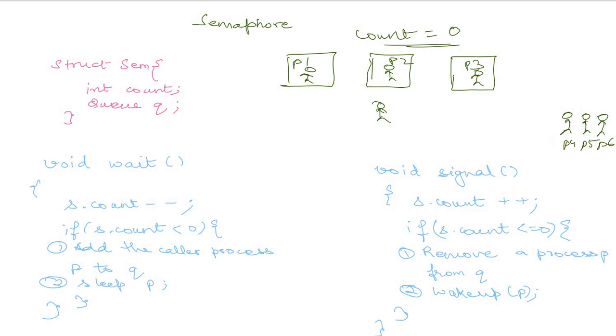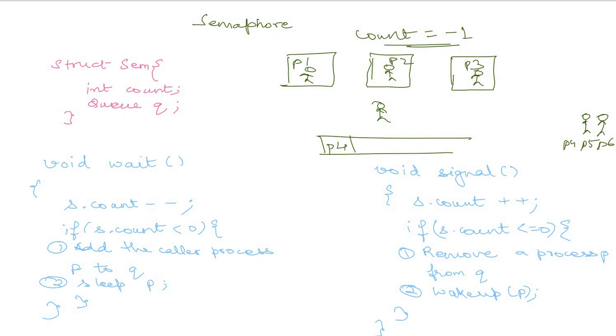Now when P4, the fourth person, comes, the count will go to -1 and this is now negative. When the count goes negative, it sends this person to a queue. Let's say the security guard told the person to go and sleep at home and he will wake him up when the restroom is empty. So P4 comes to this queue.